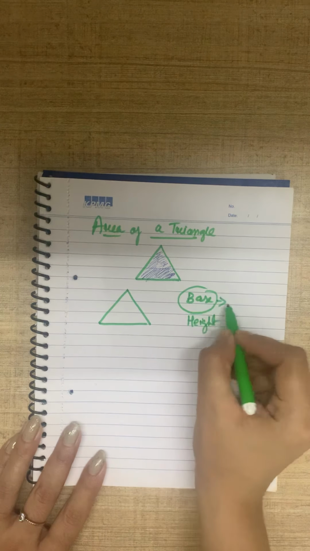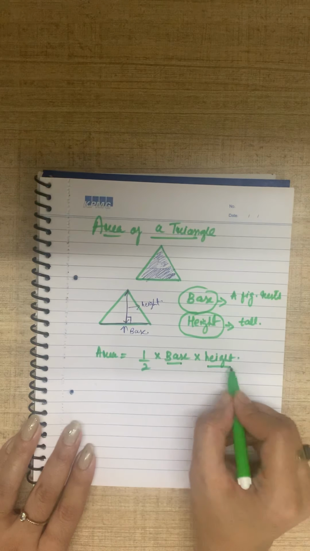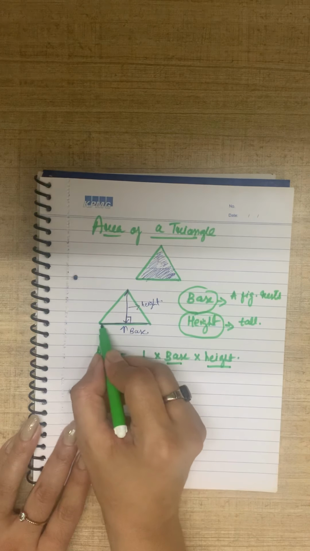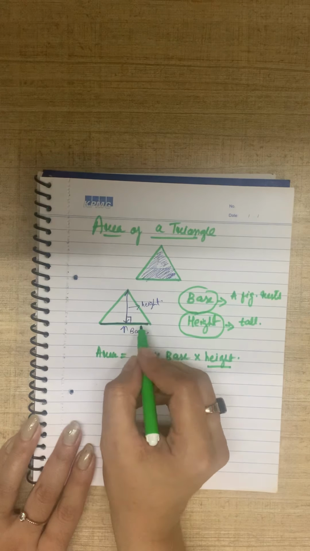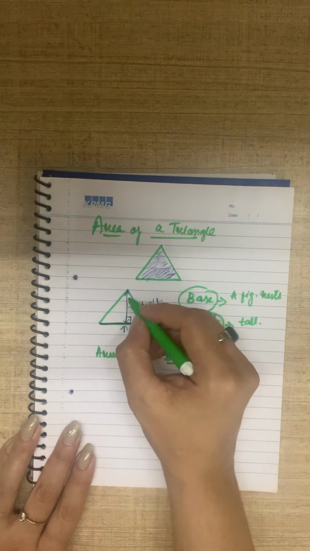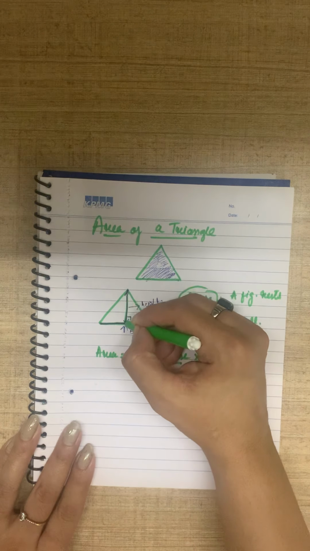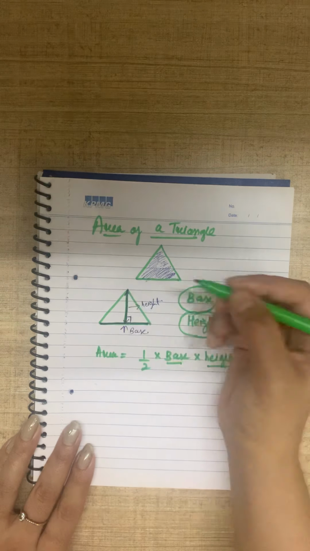So how do we find the area? The area of the triangle is basically half into base into height. One thing which we need to keep in mind and which is very important is that this base corresponds to the height, which means if I'm considering this as the base, then the height corresponding to this base is this height.